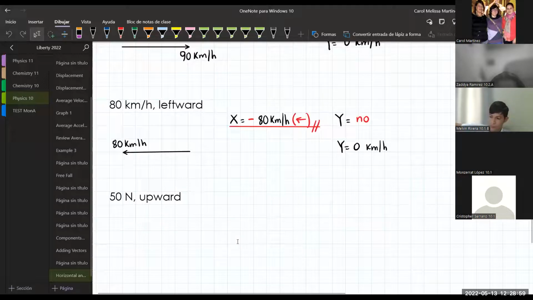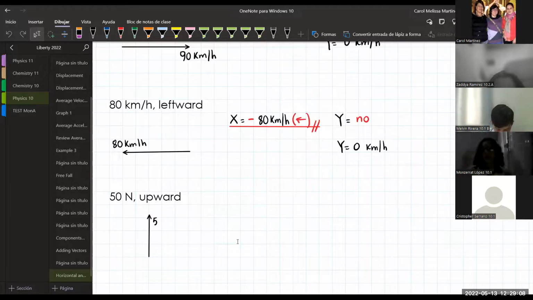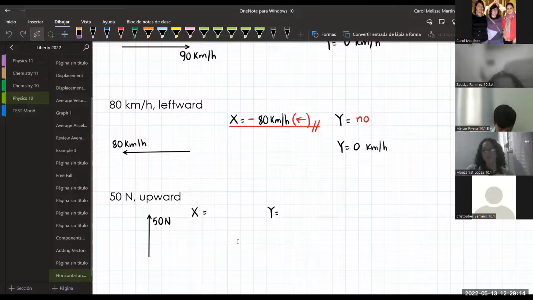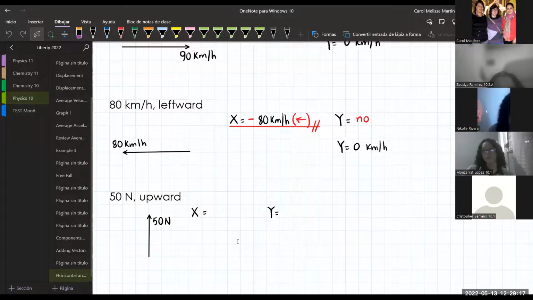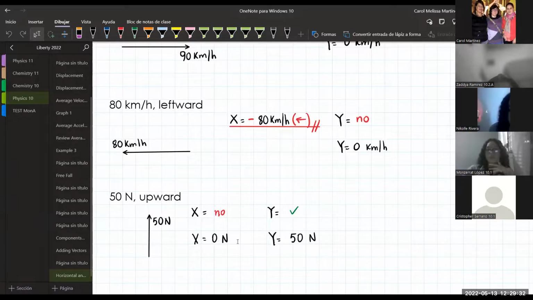Now this one says 50 Newton upward. In this case, my vector is just coming in this direction and it measures 50 Newton. Is it moving in x? Is it moving in y? In y. It's just moving in y. In x it's not moving, okay? So in x it will be 0 Newton and in y it's going to be the entire vector, 50 Newton. Is it going up or down? Up. Because it's coming upward, the answer is going to be positive.